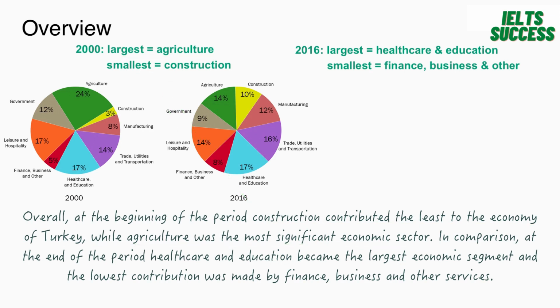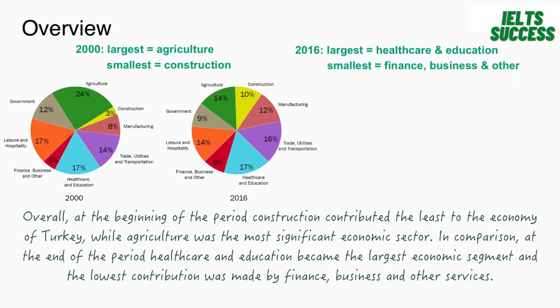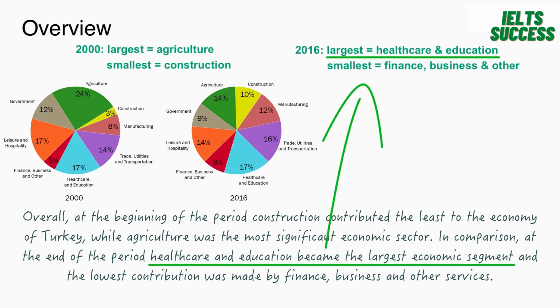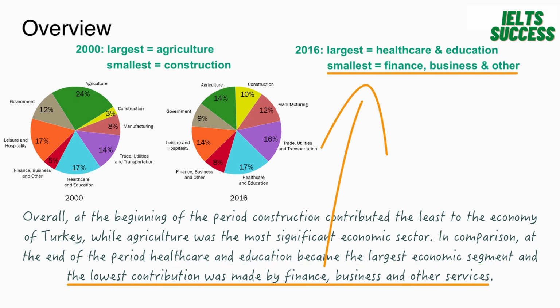After that, I start a new sentence to describe the key features of the year 2016. You can see that I used a very nice linking structure, "in comparison", to show that I'm comparing both charts. And then again, I just list the largest economic segment and the smallest economic segment in that year.